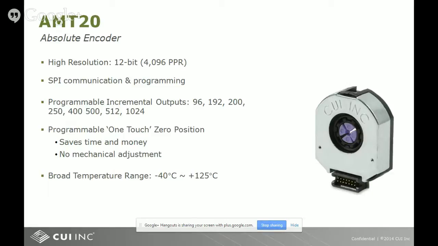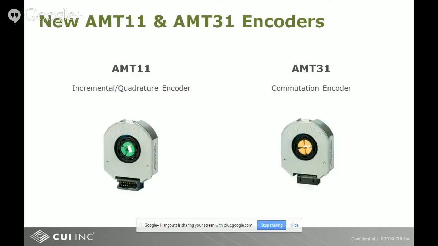So our next series to highlight is our AMT20. That's an absolute encoder. I won't go into that too much in this talk, but an absolute encoder has those same advantages, and it is a different type of encoder that is becoming more and more prominent in applications where you don't want to do a homing sequence, or you need to know exactly where you are when you start up. So we offer an absolute encoder in our capacitive technology in that AMT20 series.